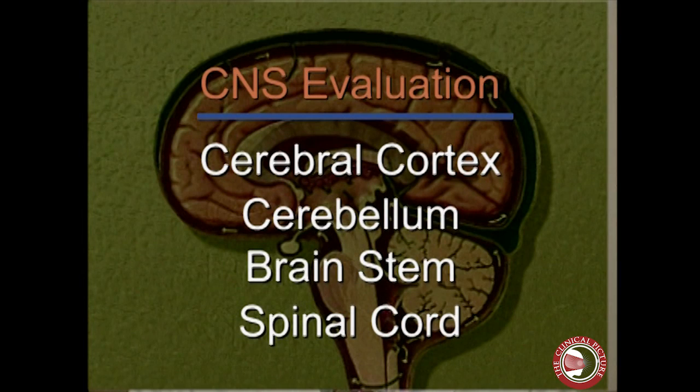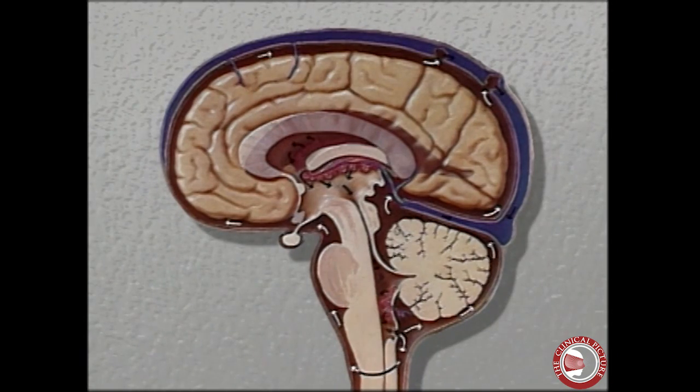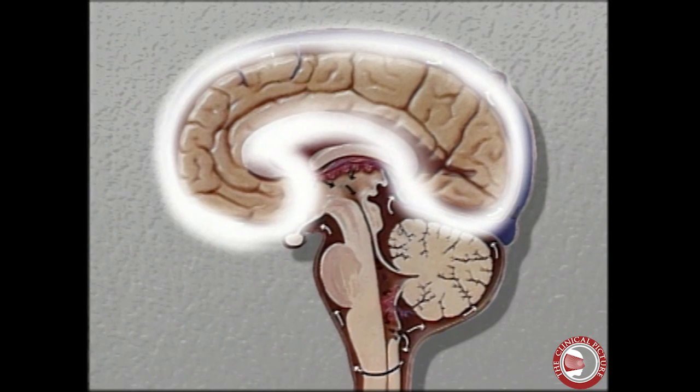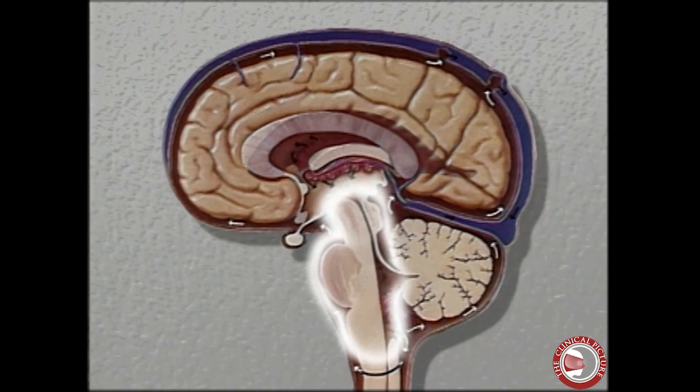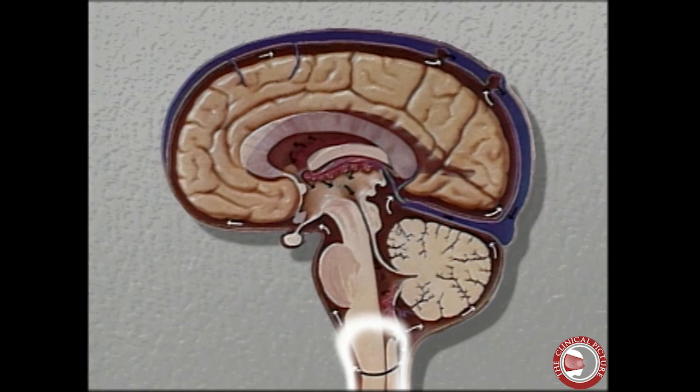To perform the neurological evaluation of the central nervous system, the following anatomical structures are evaluated or screened for identification of a neurological lesion. If we evaluate the physiology and integrity of the CNS, a lesion can be screened for or ruled out. The major anatomical structures that we want to evaluate are the cerebral cortex, the cerebellum, the brainstem, and the spinal cord.